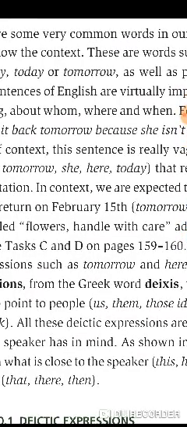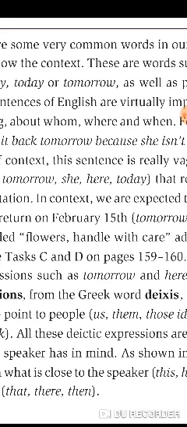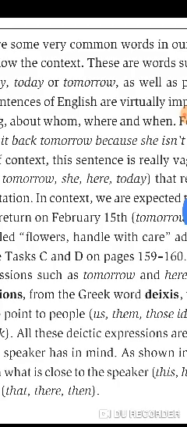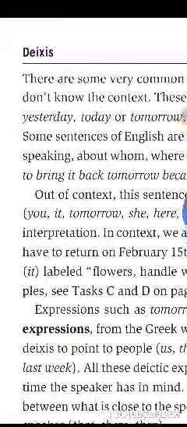But suppose somebody says "tomorrow a year ago." What does it mean? In that context, we have to know what time it was, and from that time, we are going to find what tomorrow means. Okay? These are pointing words.